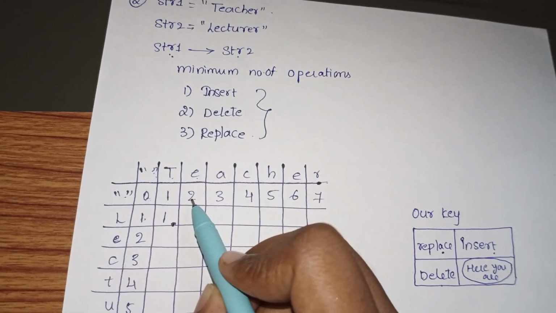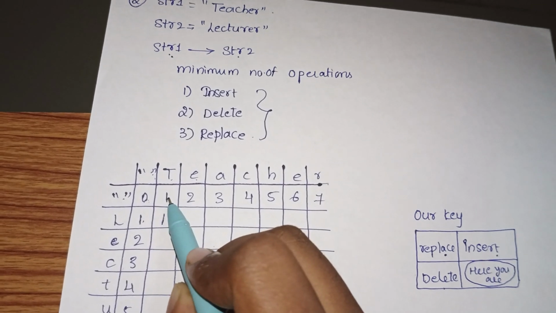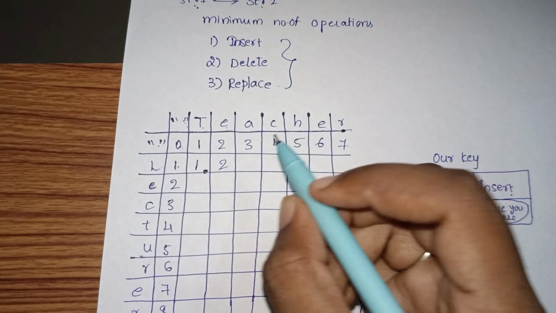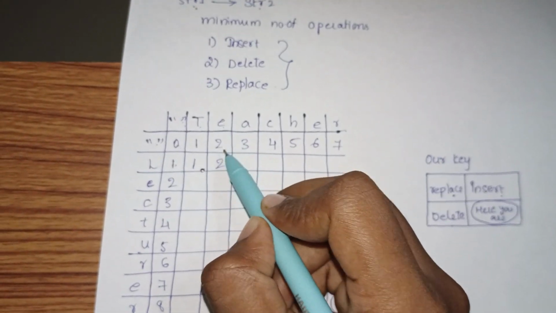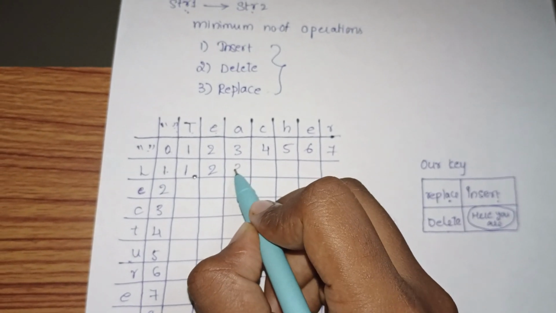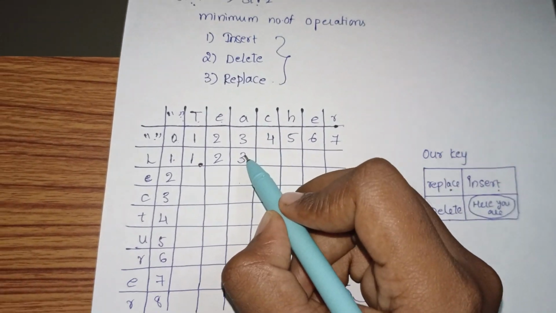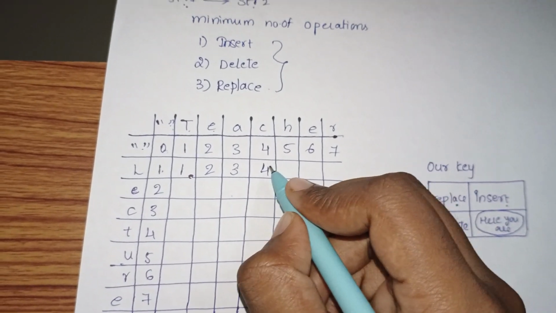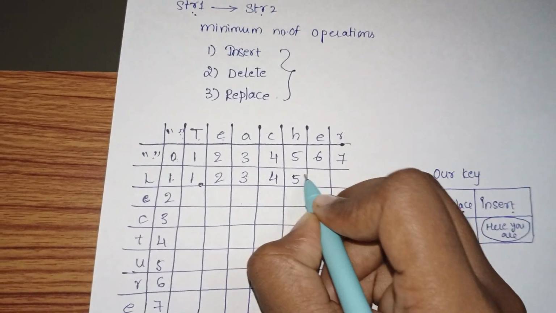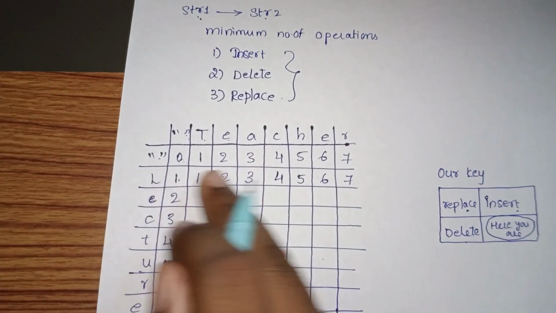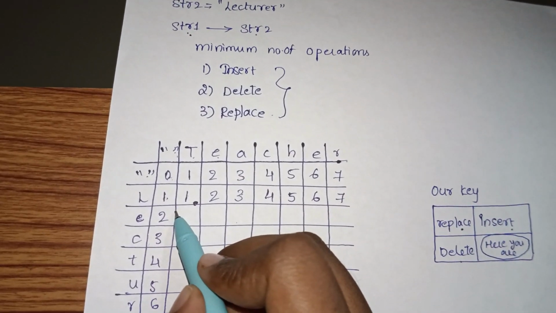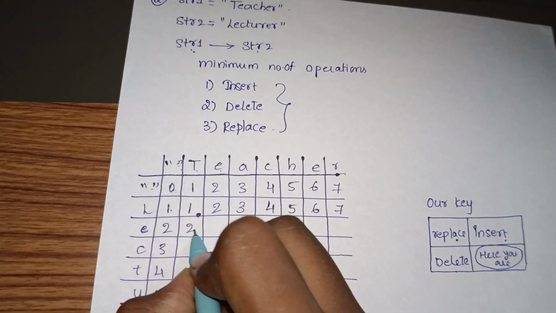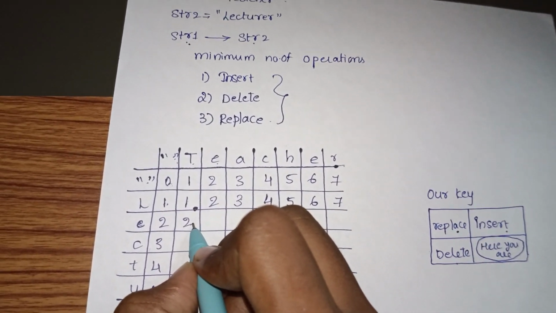And if we continue the same process, the minimum of 1, 1, 2 is 1, 1 plus 1 is 2. The minimum of 3, 2, 2 is 2 plus 1 is 3. And the minimum of 3, 3, 4 is 3 plus 1, 4. And so on. If you continue, the values will become 5, 6, 7 in this row. The minimum of 1, 1, 2 is 1. 1 plus 1 is 2. So we will fill this cell with 2.